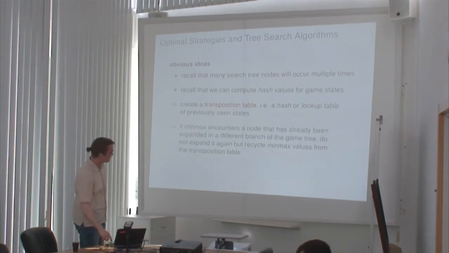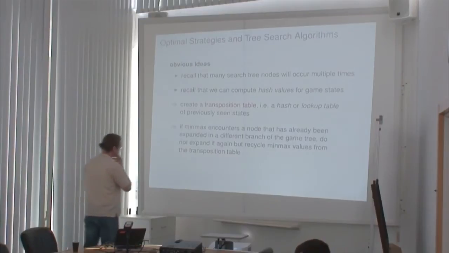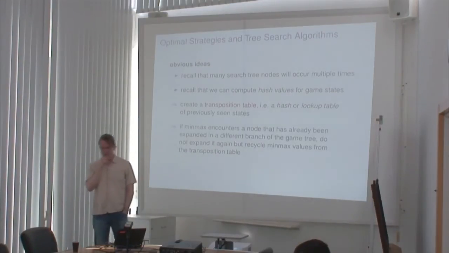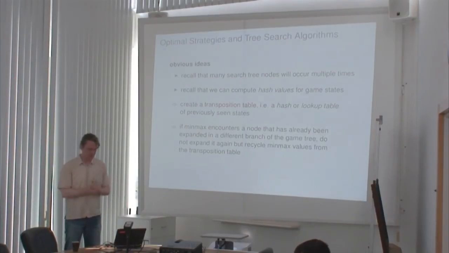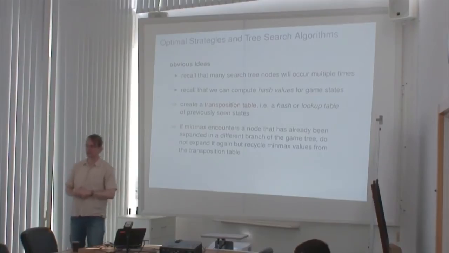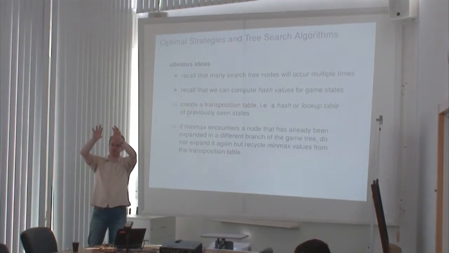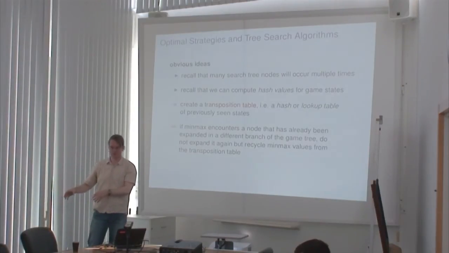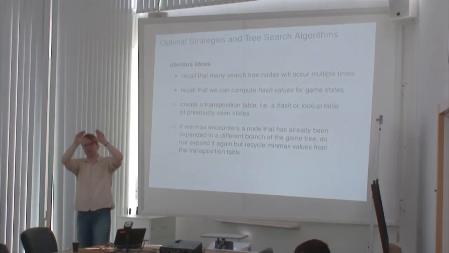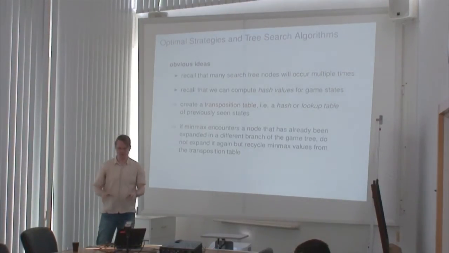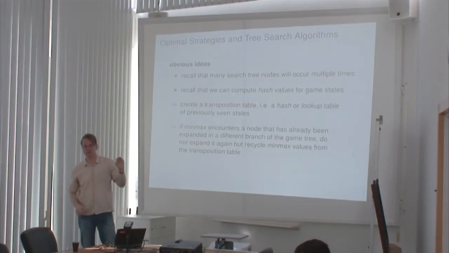Now, why would that be useful? Well, think of it like this. If the min-max algorithm is happily expanding the game tree one node at a time in a depth-first manner, and so we start from some root node and progress down some branch of that tree, and then propagate everything we have found back up, and then have to propagate down another branch of the tree, it may happen that in this new branch we encounter a state we have seen before.